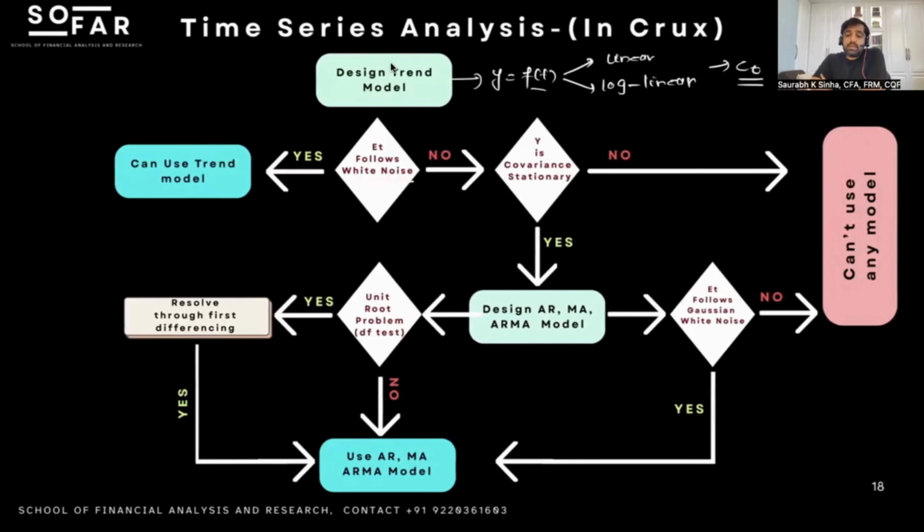Actually, you have to test something in Y, not in the error term. The Y you are trying to predict. You have to test something. That is covariance stationarity. Covariance stationarity.